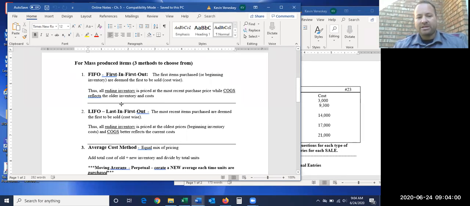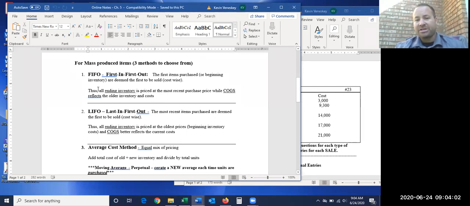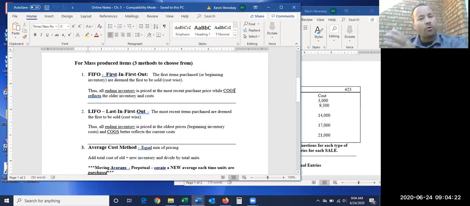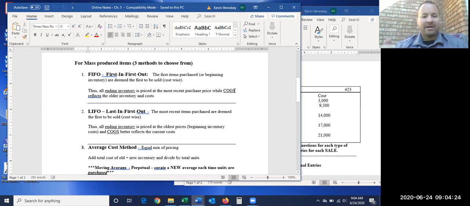Basically, if you have first in, first out, that means the items that were the last ones purchased are the ones that are going to be in your ending inventory, because they were the last ones that came in. They're not going to be the ones that are sold. So all your ending inventory is at the most recent price, while your cost of goods sold was all of your earlier stuff at the earlier cost, which may have been slightly different.